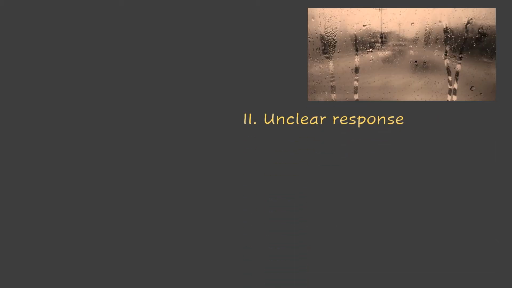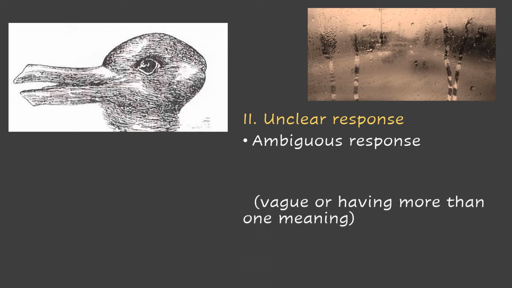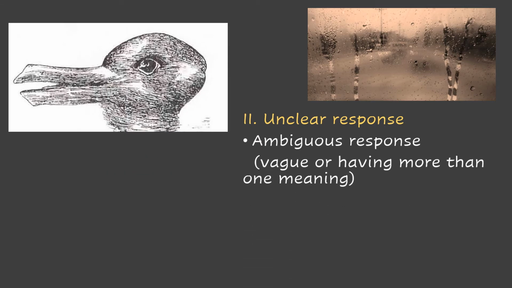Moving to the second category, then we have what might be known as an unclear response. So I thought just a foggy window might make this a little bit clearer. And so there's a couple of examples under here. The first is what I'm going to call an ambiguous response. And that's one where maybe the response is vague or it has more than one meaning. Like if a person said, that's nice.